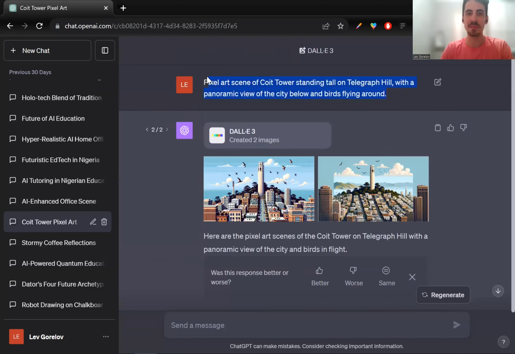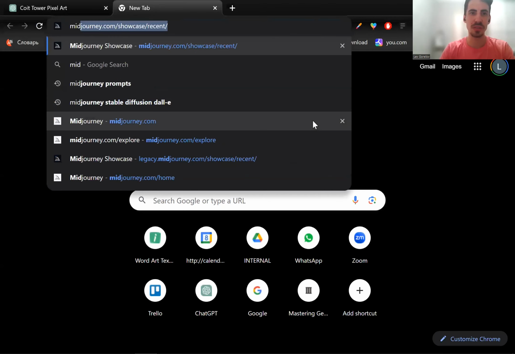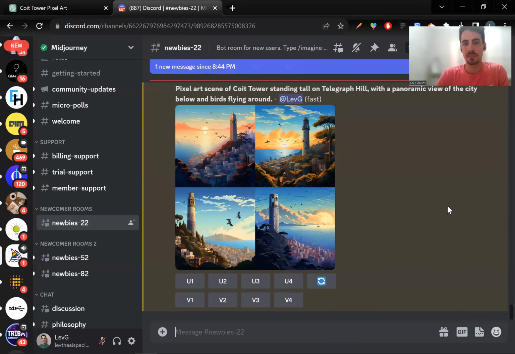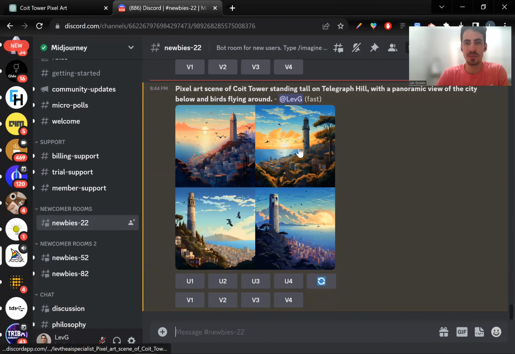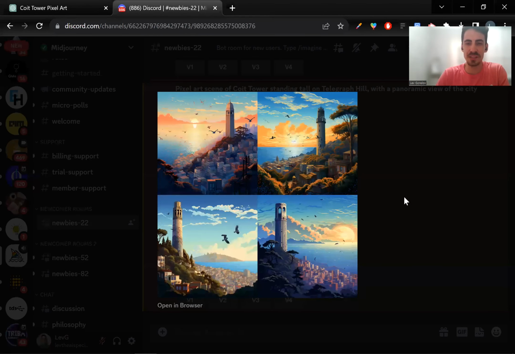Now, if we take the same prompt and stuff it into Midjourney, we'll get something close, but not something that's quite there. All right, here we go. So if you look here, first of all, not exactly San Francisco. I lived in San Francisco. This is not what San Francisco looks like. This looks like Greece. Not Coit Tower either.